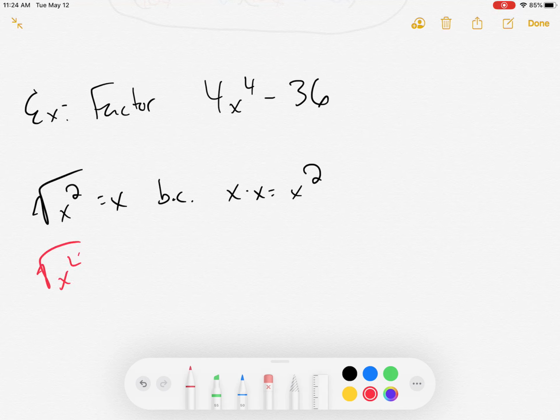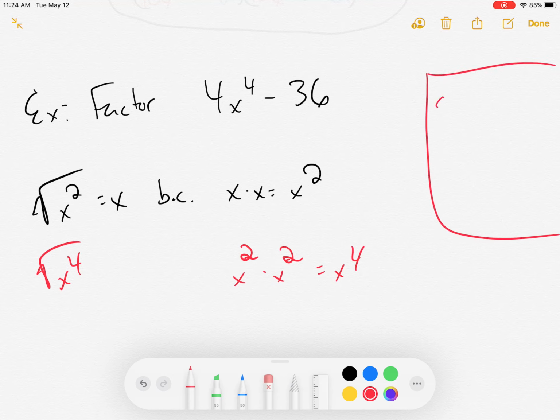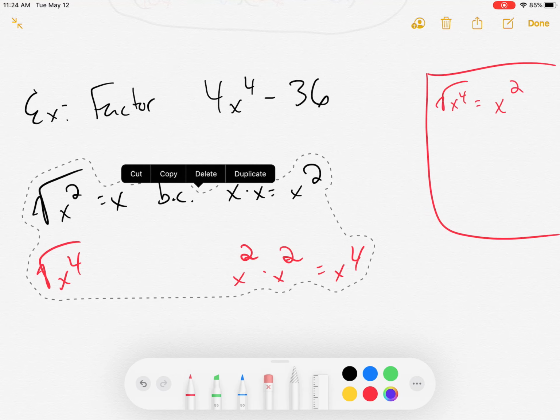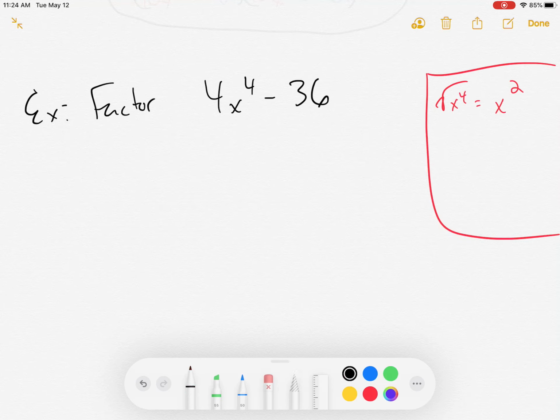So now let's use the same logic to figure out what the square root of x to the 4th is. Well, how do you get x to the something times x to the something equals x to the 4th? Well, remember, we add exponents, so 2 plus 2 is 4. So what this tells us is, you might want to write this down somewhere, the square root of x to the 4th is x squared. That's important. So now that we know that, we can say, well, the square root of 4 is just 2, and the square root of x to the 4th is x squared.